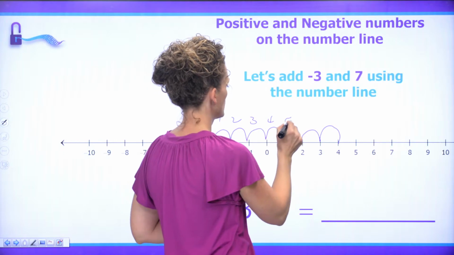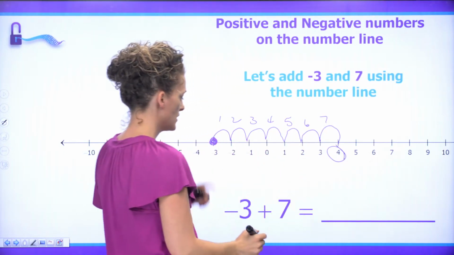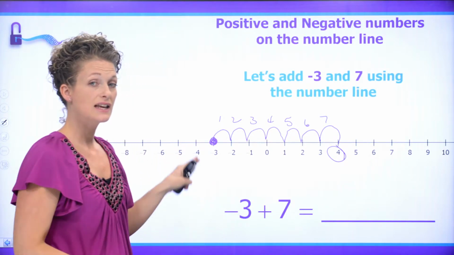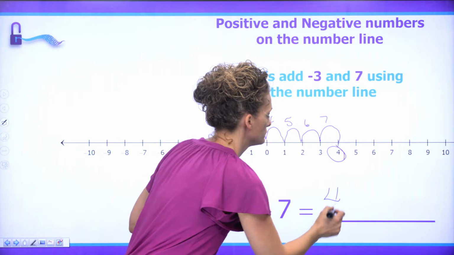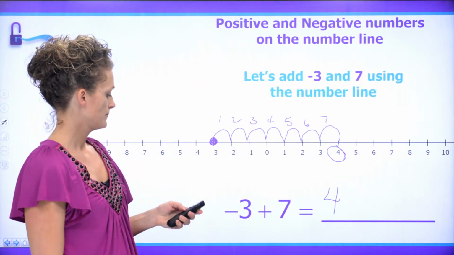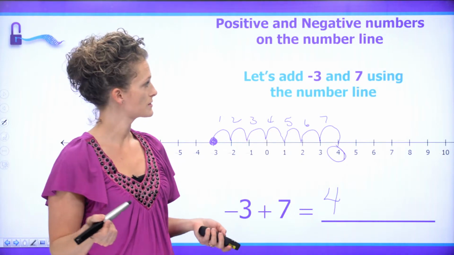And where did I end up? I ended up here. So what this tells me is that negative 3 plus 7 equals 4. So two different ways to graphically represent adding integers.